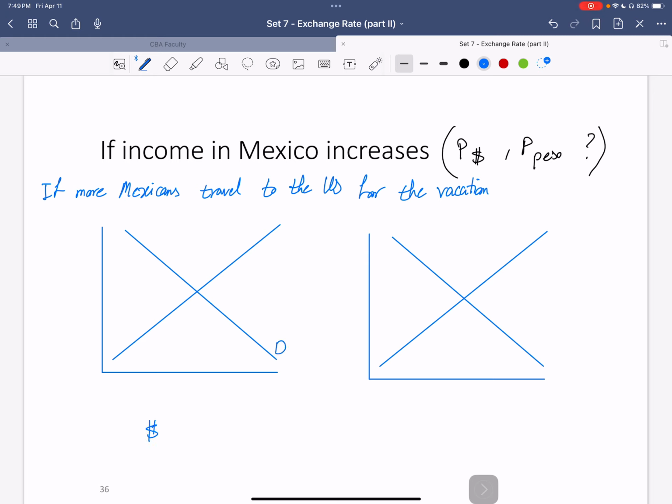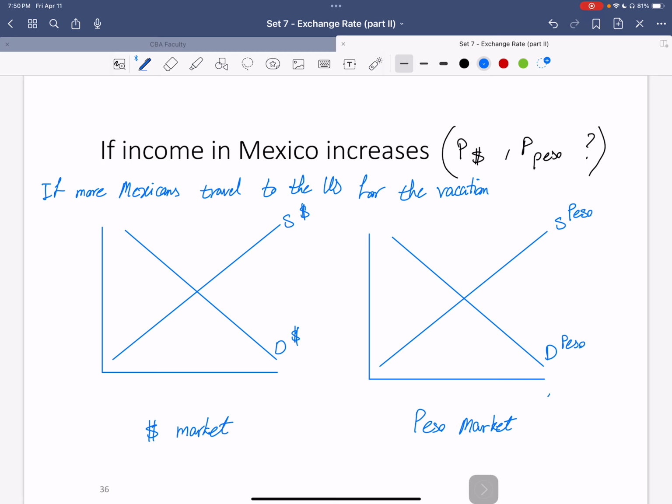Let's say this is the market for dollar, and this is the peso-dollar market. This is demand for dollars, supply for dollar. These labelings will be part of the grading rubrics on the exam. So make sure to practice as much as you can so you can learn them, okay?